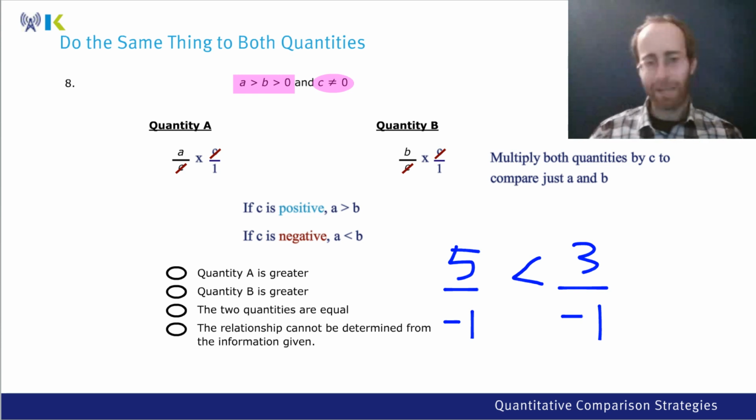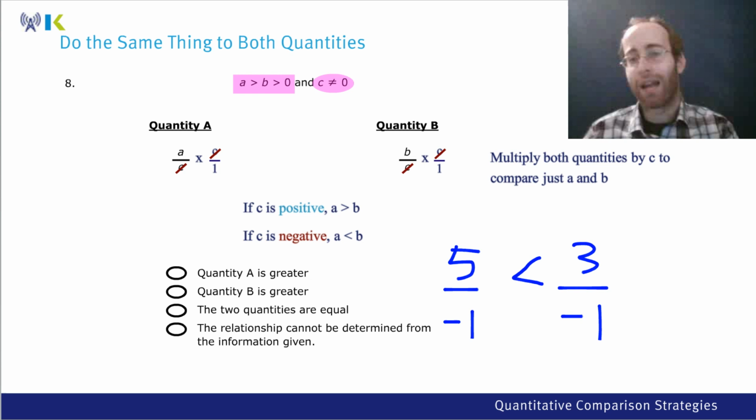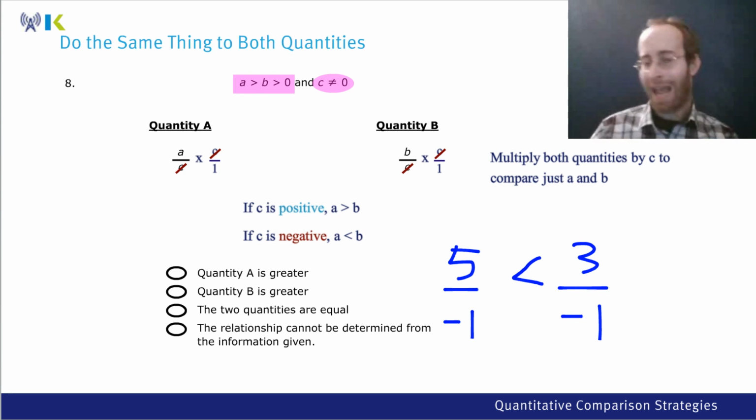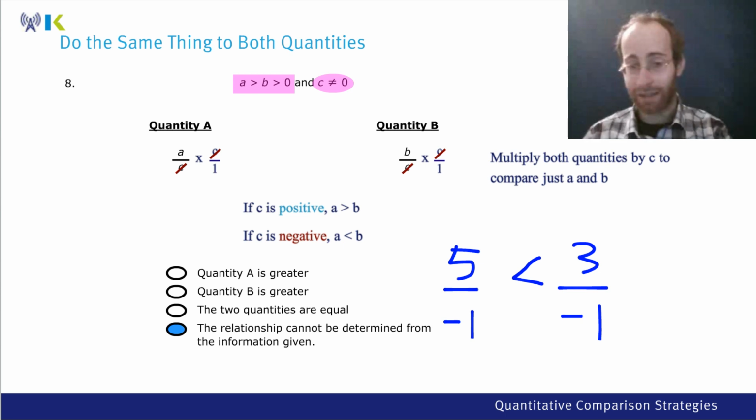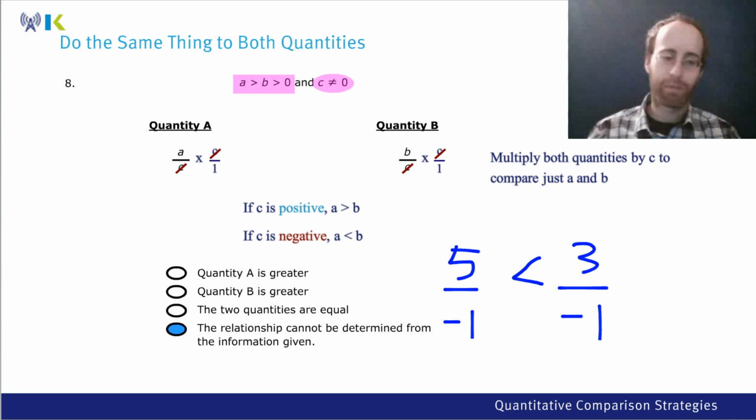So you always have to keep this in mind. When you do the same thing to both quantities, just take a peek at the standard information and make sure that what you're multiplying or dividing both sides by is actually positive. If it's not, then either A, you just aren't allowed to do it, or B, you can do it with the intent of proving that choice D for domination is the correct answer. Because C could be positive, in which case A is bigger, but C could also be negative, in which case B is bigger. Since both possibilities are possible, we grab this choice and move on.